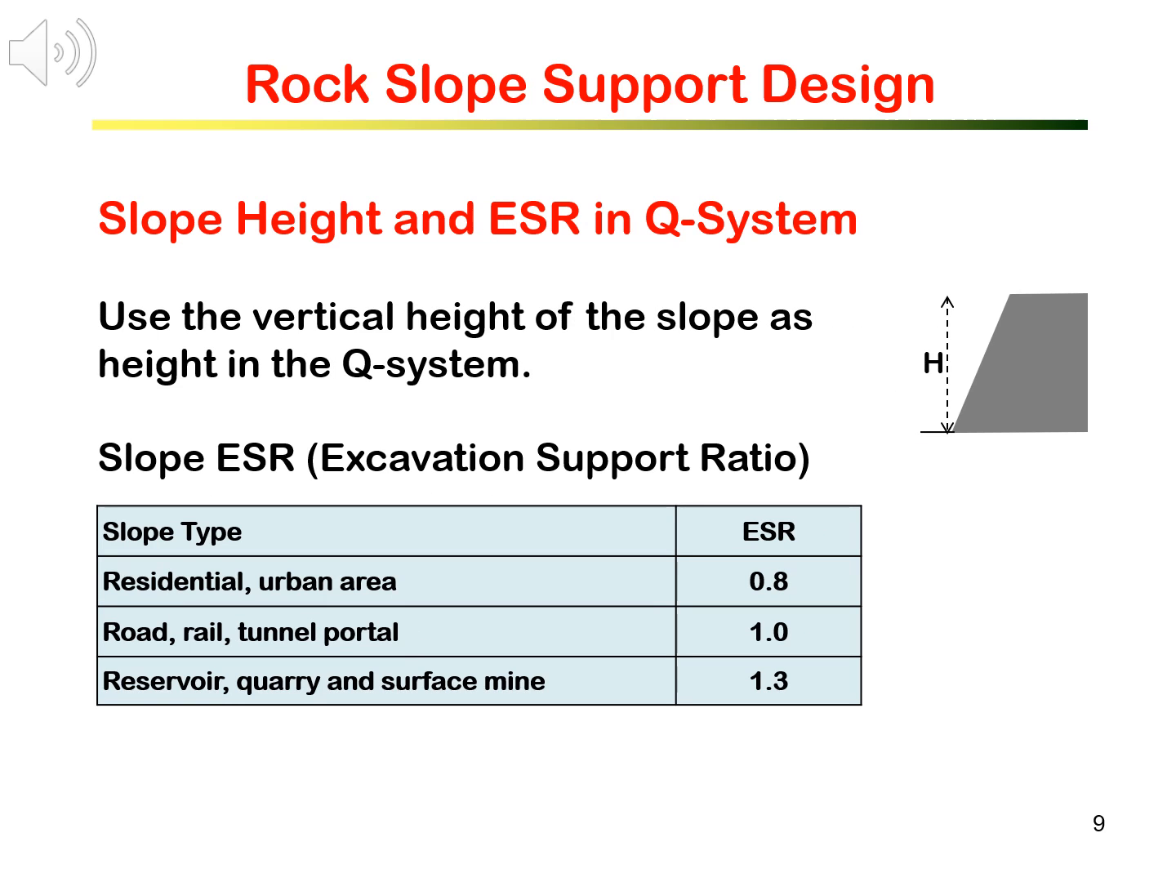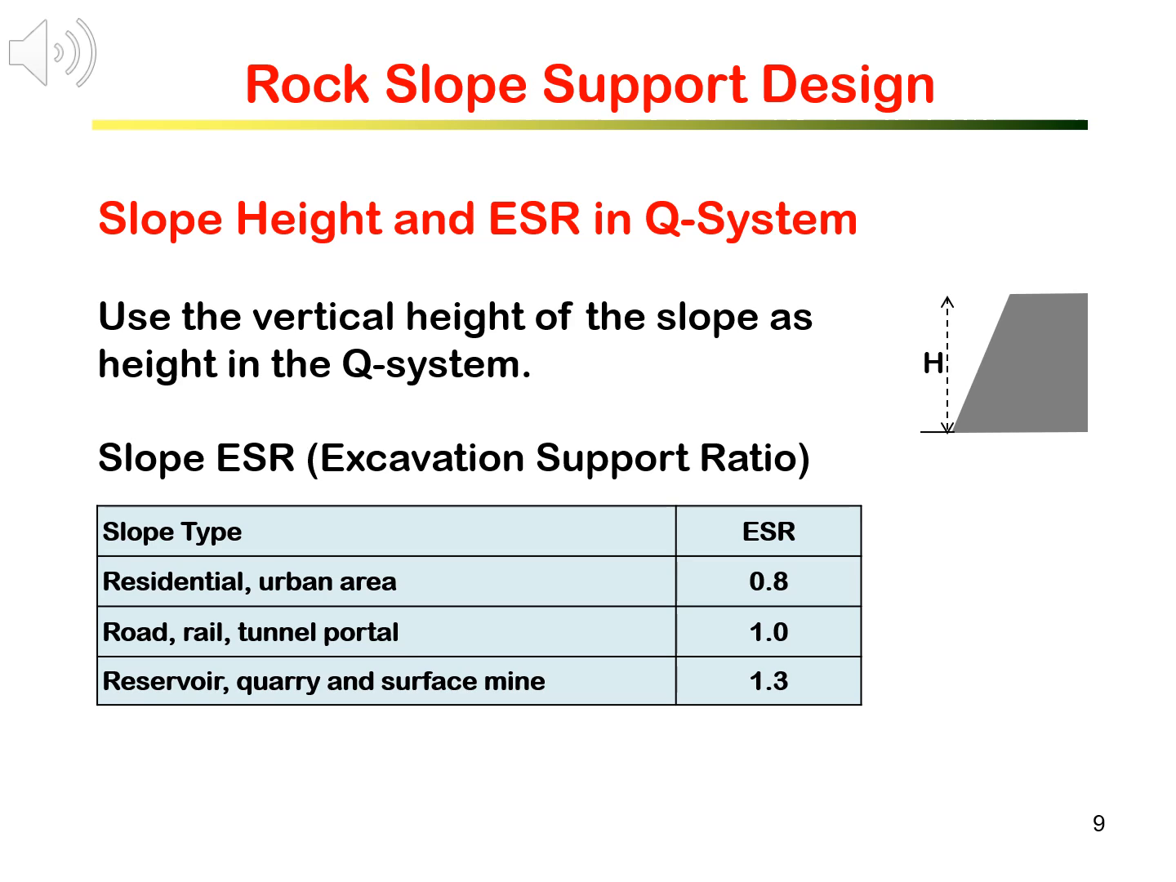On the left vertical axis, we need to estimate the actual height for design, and we can use the actual vertical height of the slope. Similar to tunnel support design, different slopes also have different safety requirements. Slopes in residential and urban areas generally demand a higher safety factor. As we learned before in the Q system, support design for different safety requirements is reflected by ESR, the excavation support ratio.